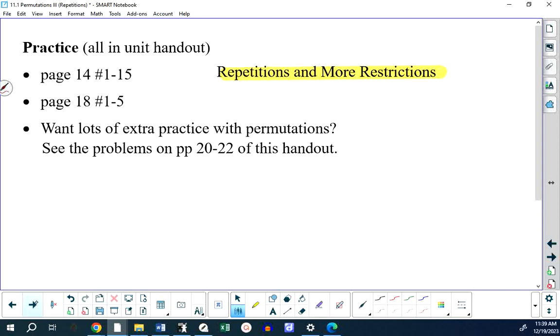Tomorrow we're moving on to combinations, which means order is not important. The number of ways that Bobby Bear could get dressed, that was a combination, because he just picked out that pair of pants and that shirt. Didn't matter the order he picked them. So get started on that. I will come around and help you when you need it.